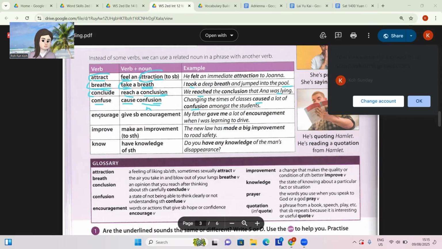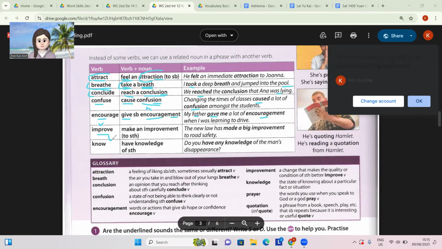Encourage is a verb. All my teachers encouraged me to join the program. Encouragement is a noun. And give: my mom gives me encouragement all the time. My father gave me a lot of encouragement when I was learning to drive.